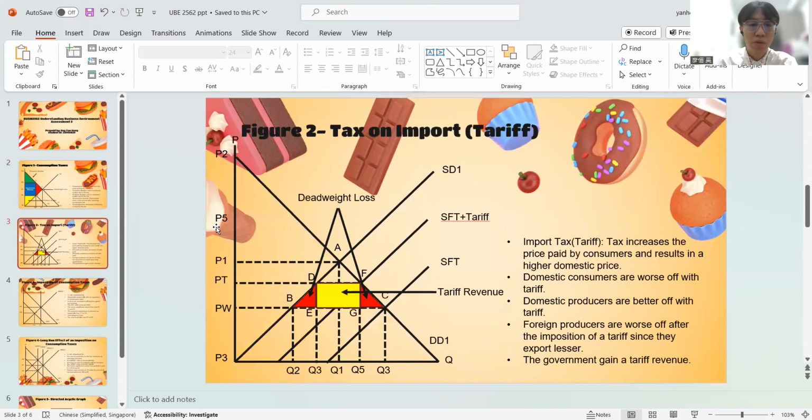Let's move on to question 2. We delve into the effects of a tax on imports, also known as tariff. The diagram demonstrates how such tariff increases prices of imported goods, leading to reduced demand and quantity. As we can see in the diagram, the yellow area represents the tariff revenue. With tariff, prices on imported goods rise. This impacts both consumers and domestic producers.